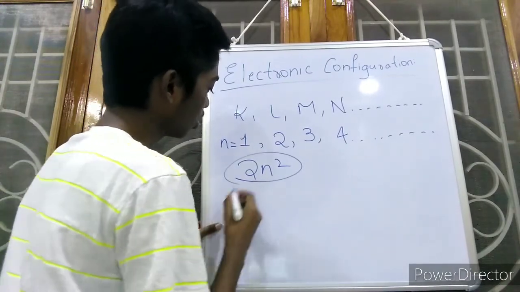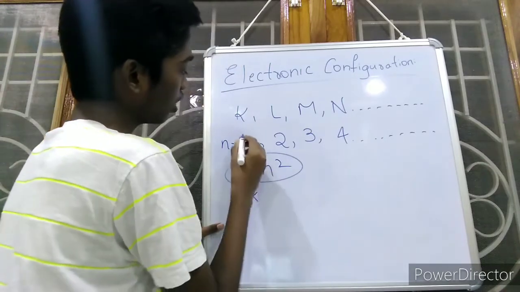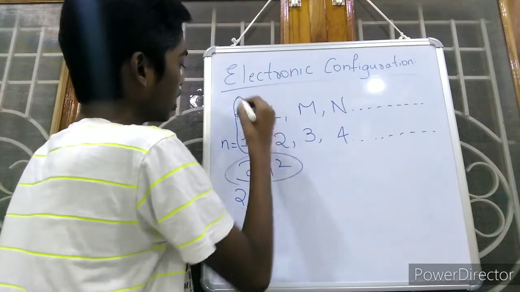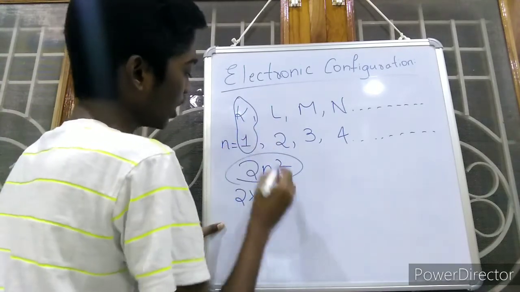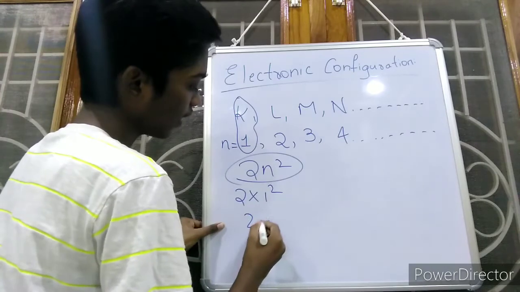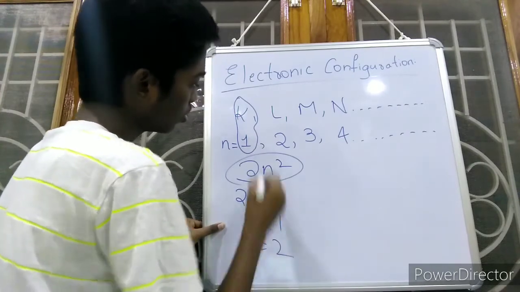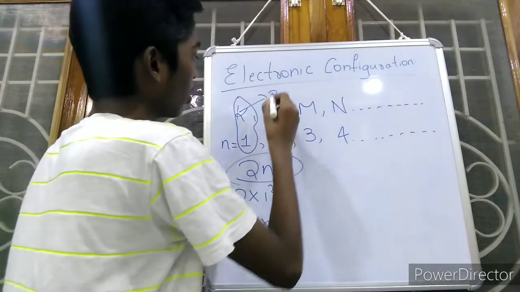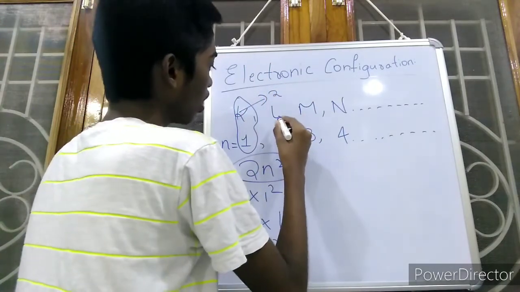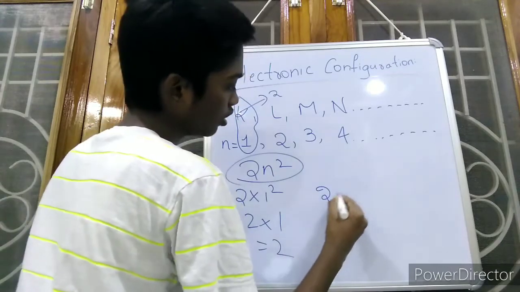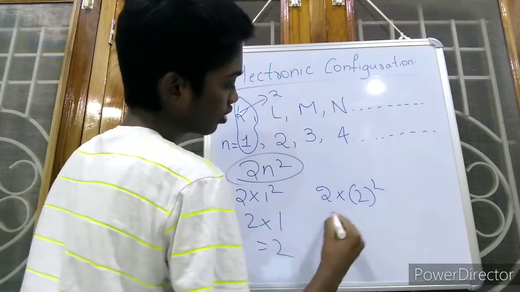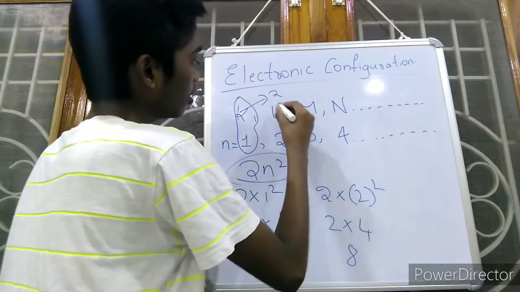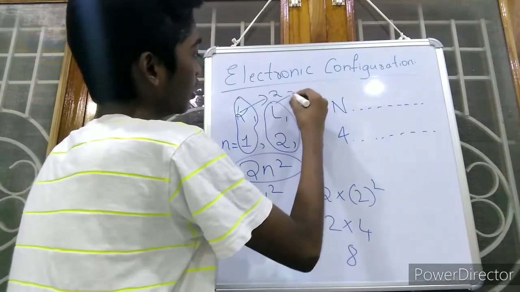Now let us find them. 2 into n square. If we want to find the capacity of holding electrons by the K shell, the n value of the K shell is 1, so 2 into 1 square. We know that 1 square is 1, so 2. So the K shell can hold 2 electrons, the maximum number of electrons of the K shell is 2. For L, 2 into 2 square, 2 square is 4, 2 fours are 8. So the capacity of holding electrons by the L shell is 8.